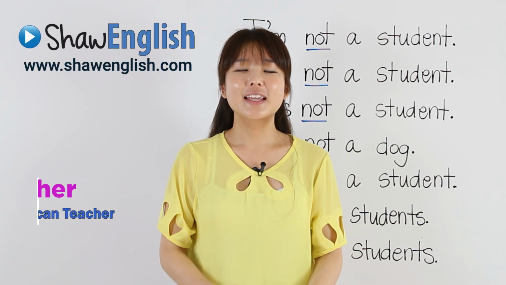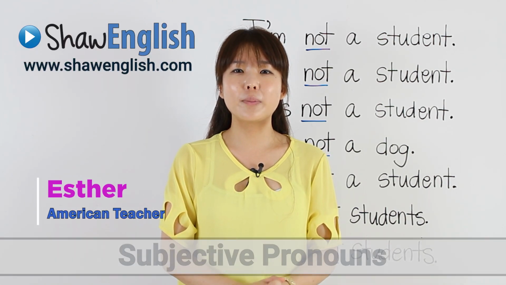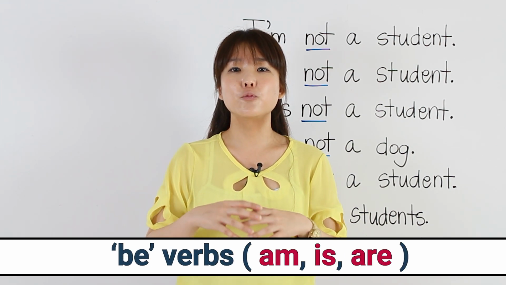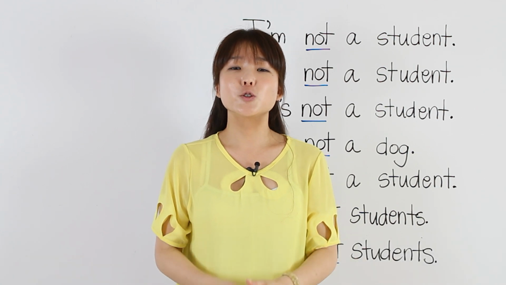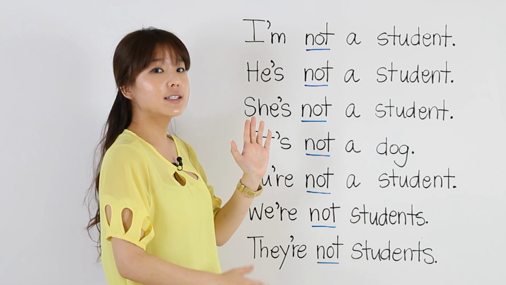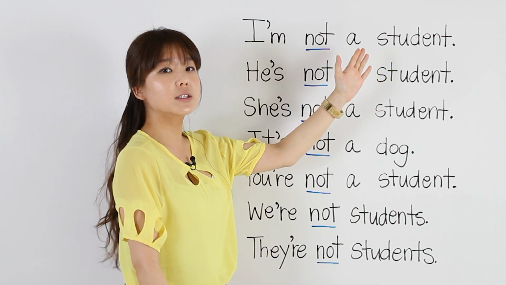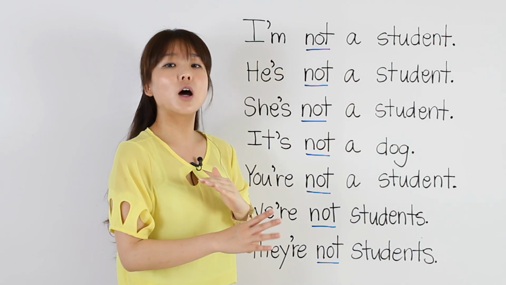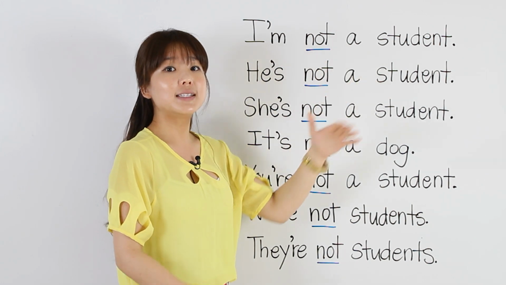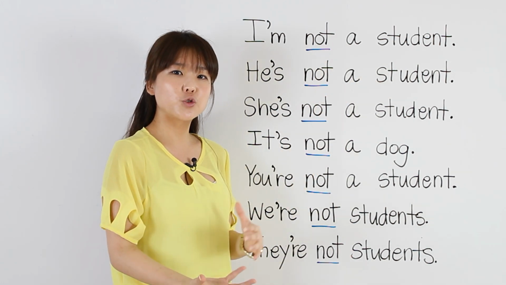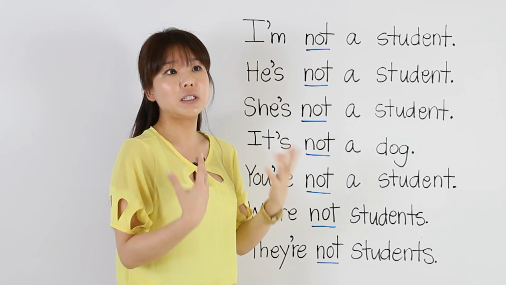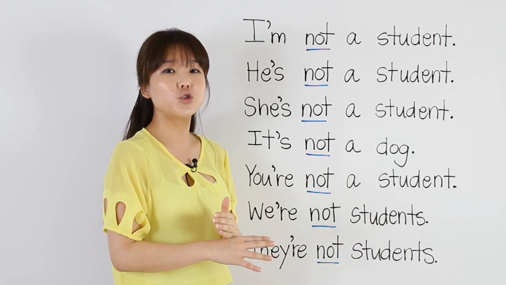Hi everybody. In this video, we're going to talk about subjective pronouns, be verbs, and how to use them with the word not. Okay, so let's look at the board to help us out. Now, the first sentence says, I'm not a student. Not means it's not true, no. So remember, I'm a student means yes, I'm a student. I go to school and I learn. I'm not a student means no, I'm a teacher, or no, I'm not a student.